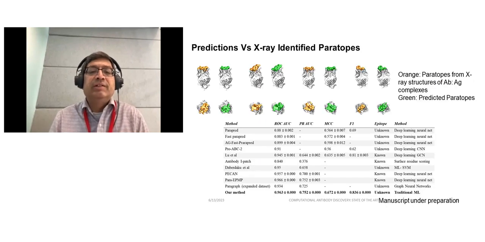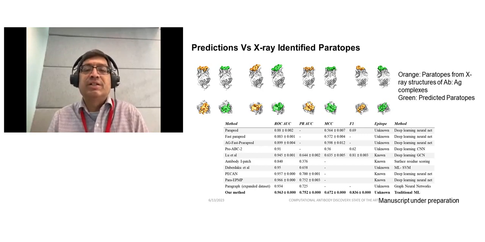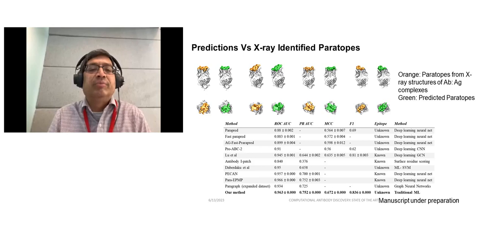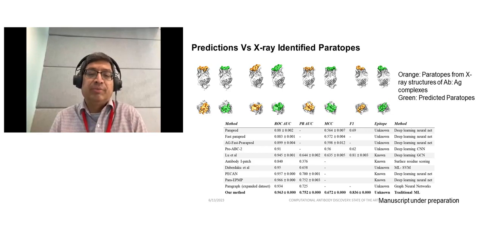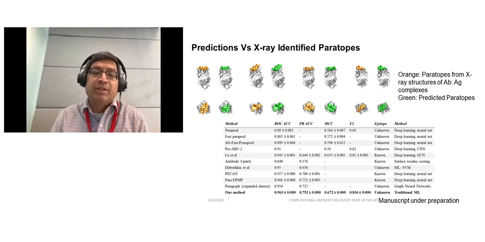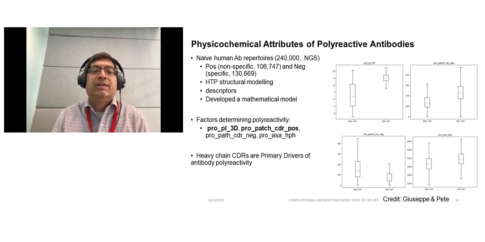And these are some examples where we compared our predictions with the crystal structures, where the orange are the paratopes identified from crystal structures, and the green are the predicted paratopes. And I think we are able to recapitulate the crystal structure paratopes based on the sequence and the structural modeling of antibody candidates.